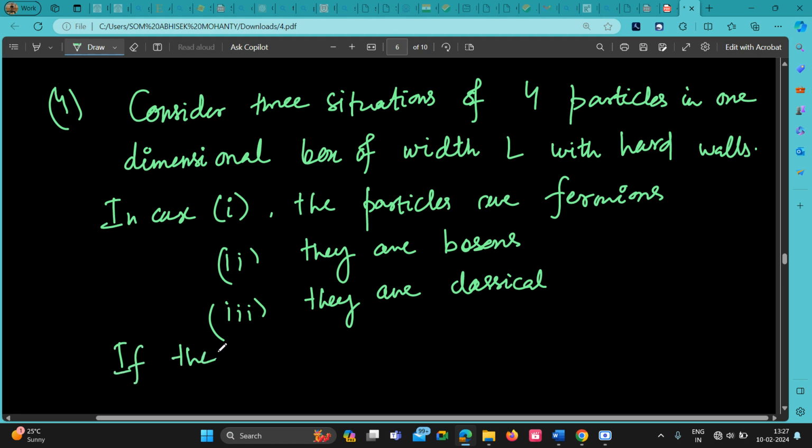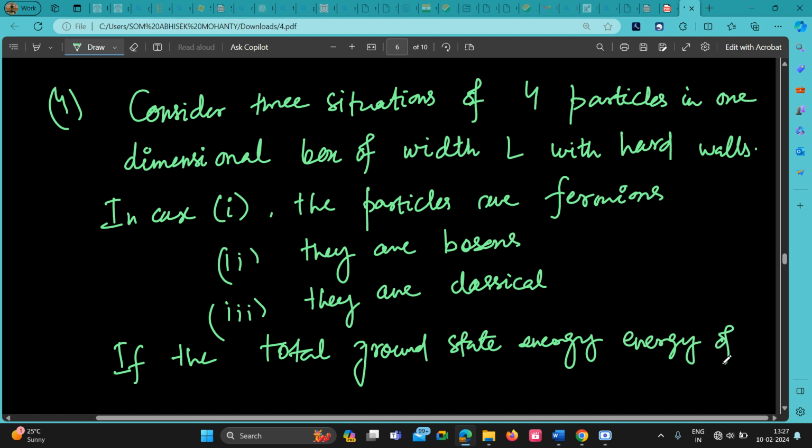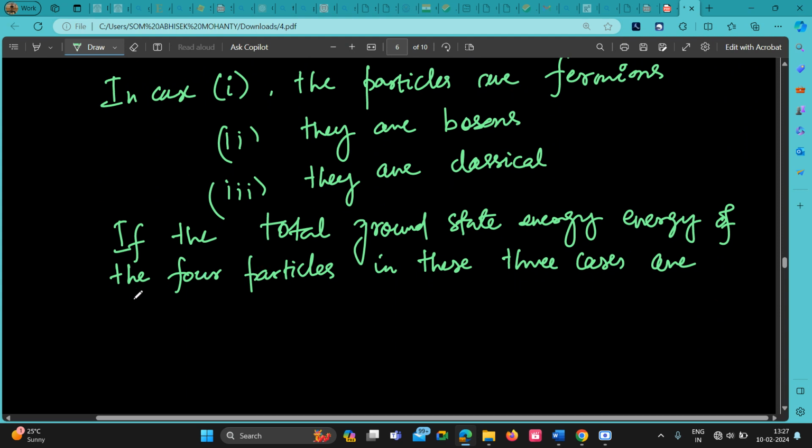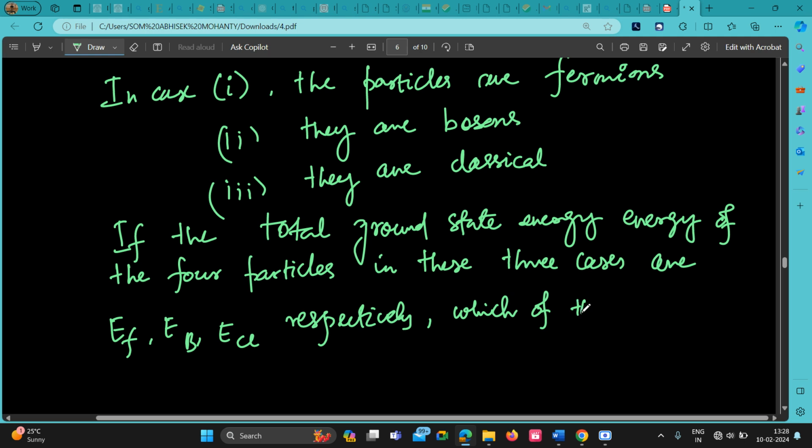If the total ground state energy of the four particles in these three cases are EF, EB, ECl respectively, which of the following is true?